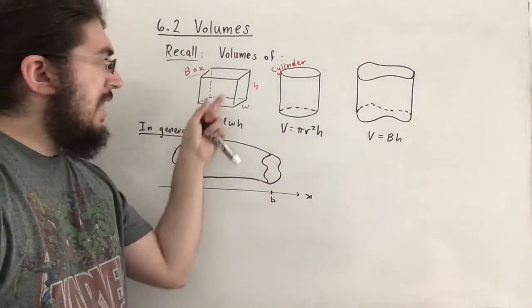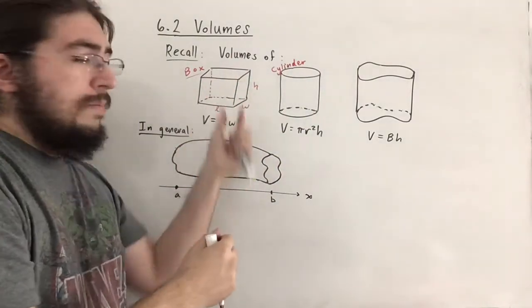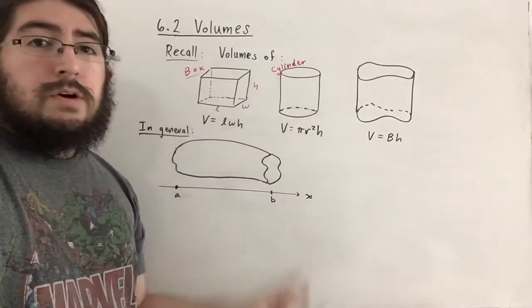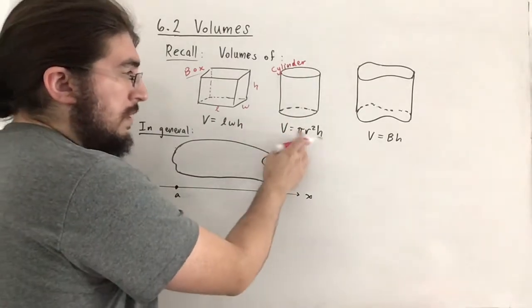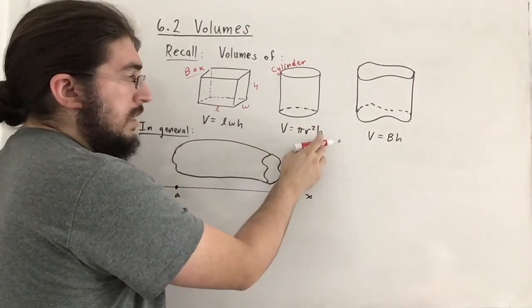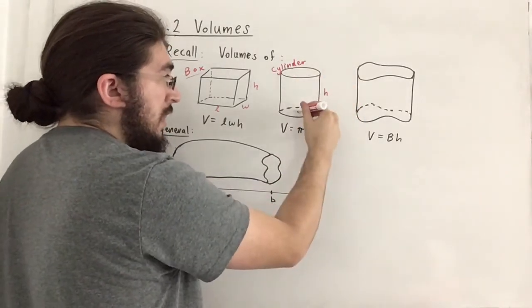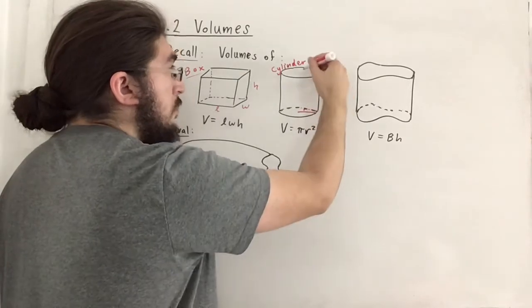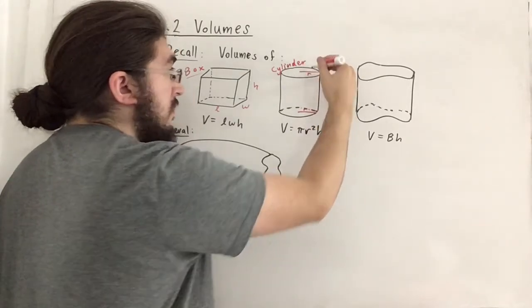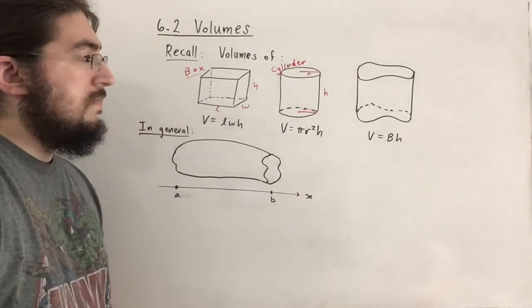In fact, just imagine a box, but instead of the top and bottom being a rectangle, top and bottom are a circle, and you end up getting this formula, which is pi r squared times h, where h is the height of the cylinder and r is the radius of both of the circles.